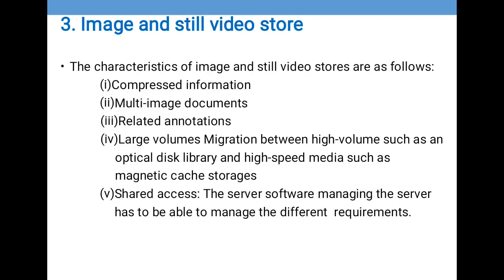The third one is image and still video store. The image and still video store can be characterized by many parts. First one is compressed information, which allows the image or still video to be transferred easily, and also occupies less space due to the compression. And it can contain multi-image documents, and also can consist of related annotations. Annotations is nothing but when text or image is attached to another component.